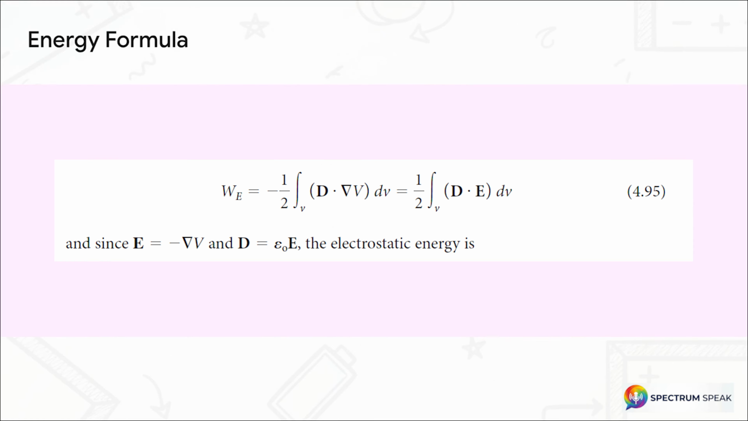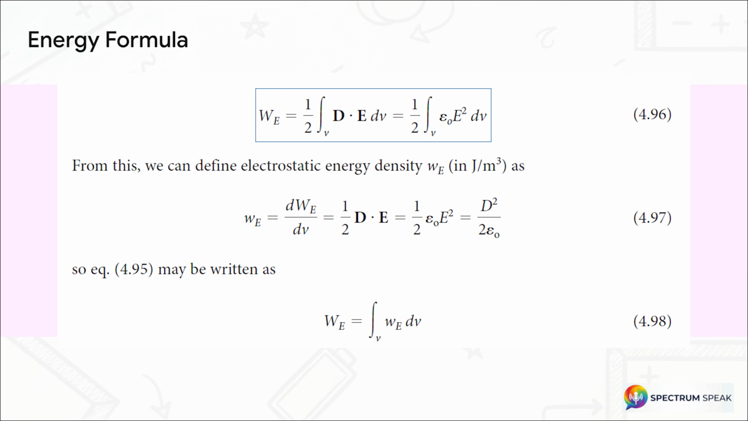Let's move over to the math and see how this all builds step by step. We're starting with equation 4.95 from Sadiku. The total electrostatic energy, capital W sub E, is equal to 1/2 the volume integral of the dot product of D and E. Here, D is your electric flux density, and E is your electric field. Now watch how nicely this simplifies. For step 2, we just substitute D with epsilon naught times E, where epsilon naught is the permittivity of free space. That gives us our next equation, 4.96.